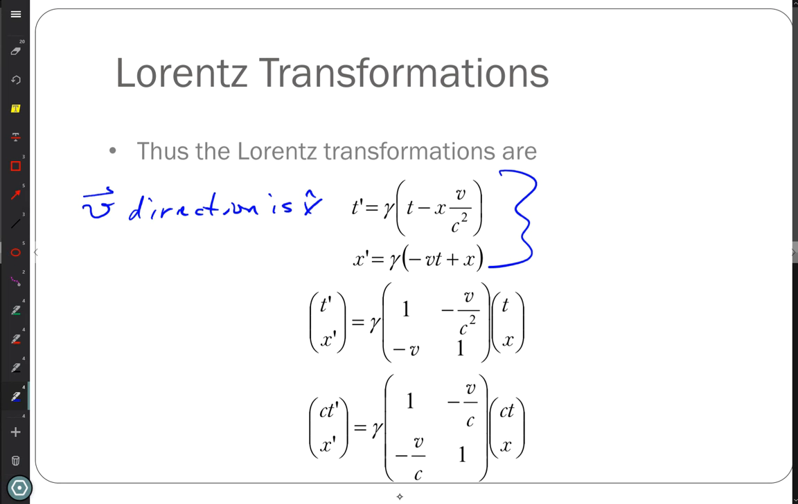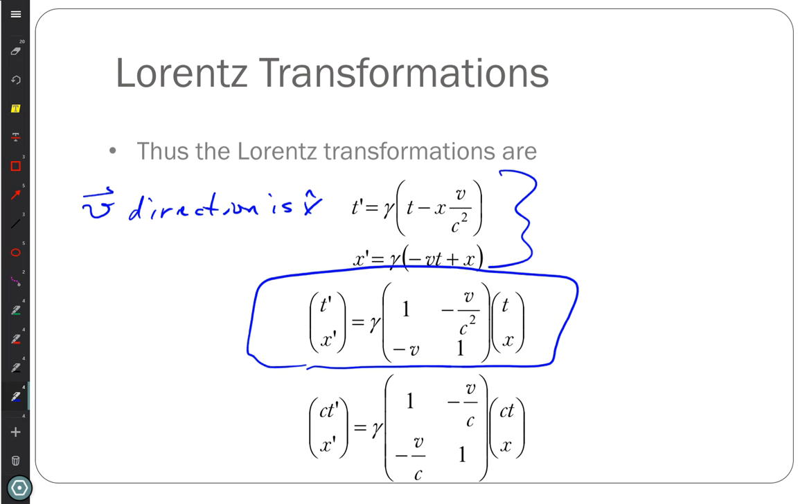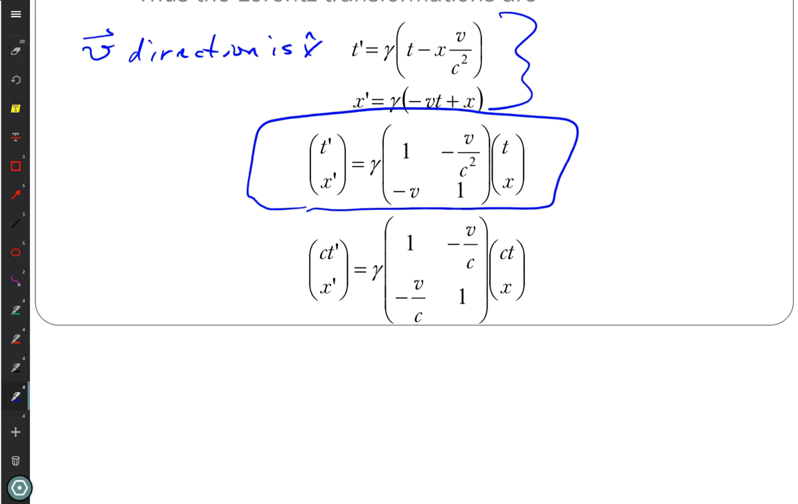And so here I wrote the matrix transformation using those two equations above. And then I rewrote it. The only difference between the one that's now in a red-blue box, and the one below that's not, is that I used ct and ct' instead of t and t'. But by doing that, you see that this matrix becomes much prettier, really, because now it's a symmetric matrix. And so we can use matrices for transformations.